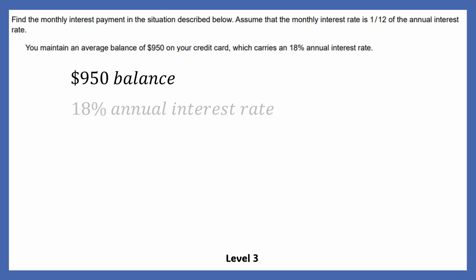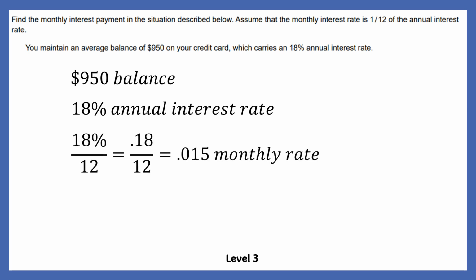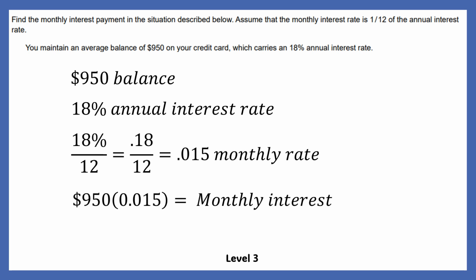then you can take that $950 balance and that 18% interest rate. You need to make it into a monthly interest rate. So we're going to divide it by 12. So it's like 1.5% per month. Then we're going to multiply that by our balance to get our monthly interest. So we'd end up with $14.25 for our finance charge this month.